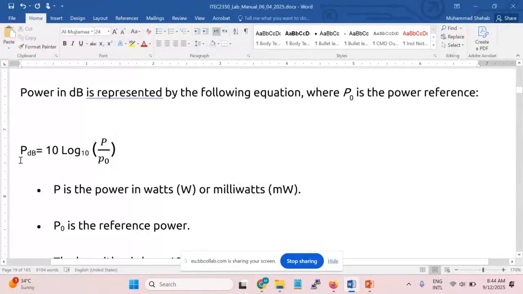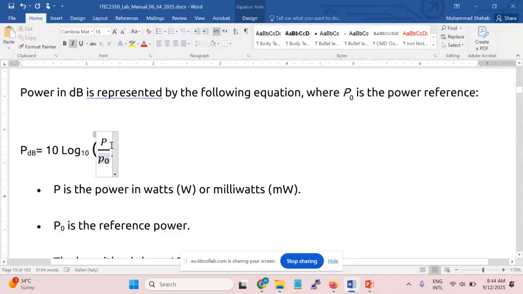So to calculate this, I will use this formula. Power in decibel equals 10 log of the ratio of power P divided by reference power P0. So I will give you the power P in watt, and the reference power in watt, and you will calculate the power in dB, which equals 10 log P divided by P0. If both powers are in watt, I will get the result in dB.